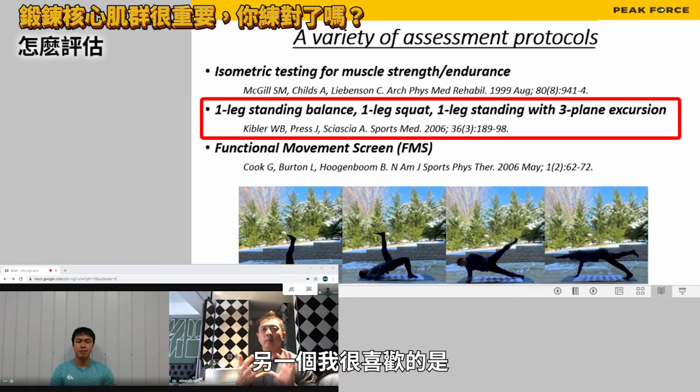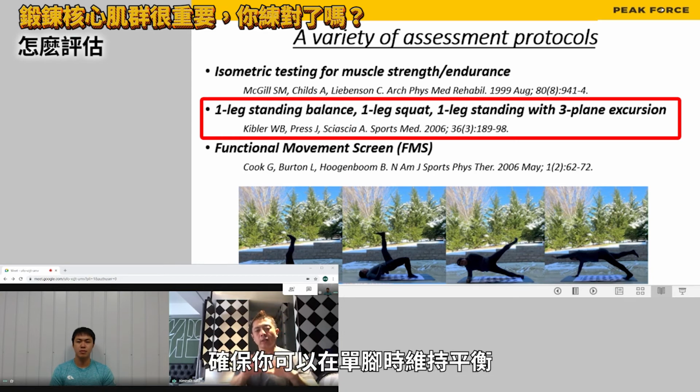So another part that I really like to do is, I mentioned a little bit about the glute activation, right? The stronger glutes to support the pelvis. So I like doing the single leg type of assessment too. So single leg, and then make sure you can balance yourself.